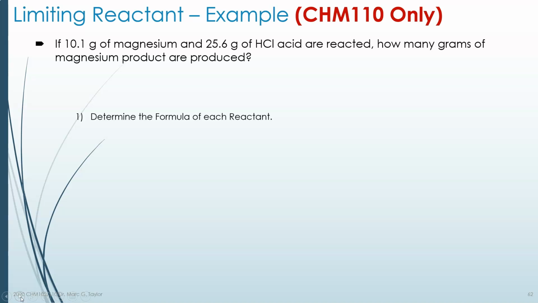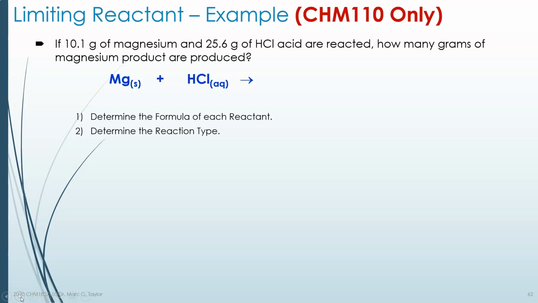Magnesium and HCl acid. Well, I've given you HCl, hydrochloric acid is HCl, and magnesium is just Mg. So that's easy. The second thing you have to do is determine the reaction type to figure out what your products are going to be. Well, you already know that magnesium with acids is a single replacement reaction.